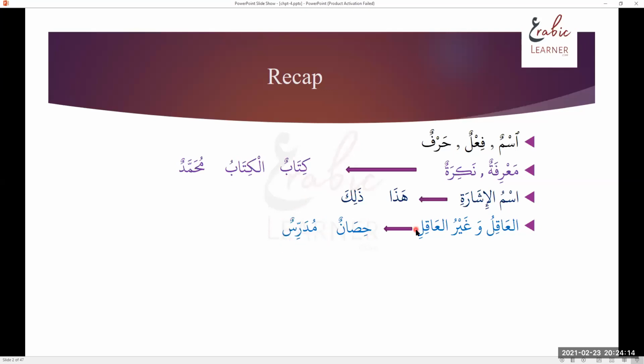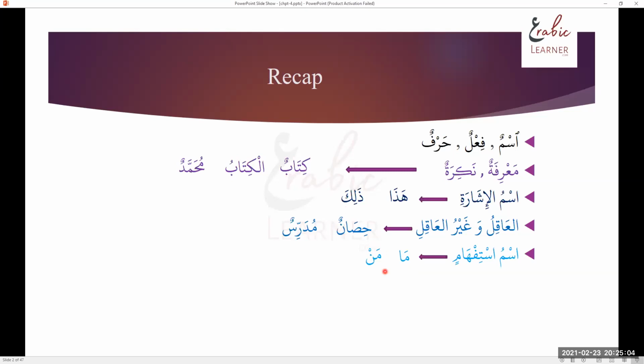Now I spoke about ismu istifhamin. Two ismu istifhamin we learned in chapter 1 and 2, and they were ma and man. Ma is used for ghair aqil, and it means what in English. It's only used for ghair aqil. So if I'm pointing to a horse, I will say ma hada. I will not say man hada because it's not aqil. So I will say ma hada. What is this? My answer will be hada hisanun.